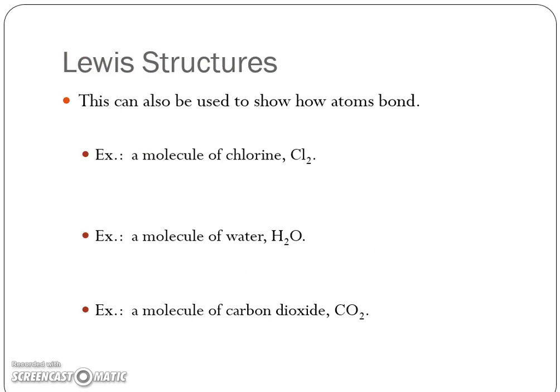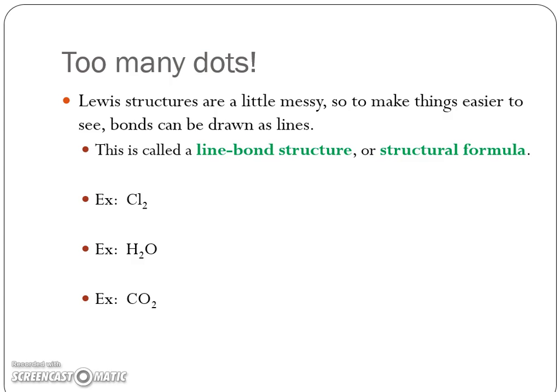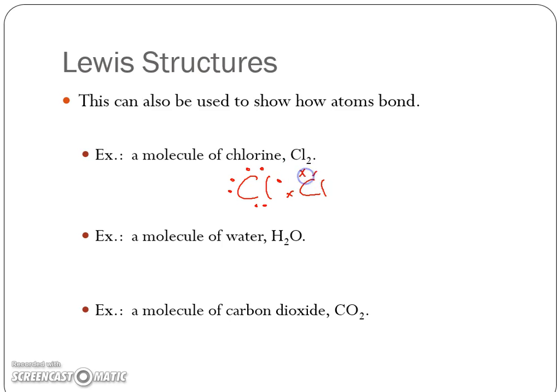These can also be used to show how atoms bond. So if we look at Cl2, one of those diatomics, we have chlorine with its 7, and then we have another chlorine. I'm going to draw it a little different. So there's 1, 2, 3, 4, 5, 6, and 7. Notice if I squeeze those together just a little bit more, they could share those 2 and they would both think they have 8.